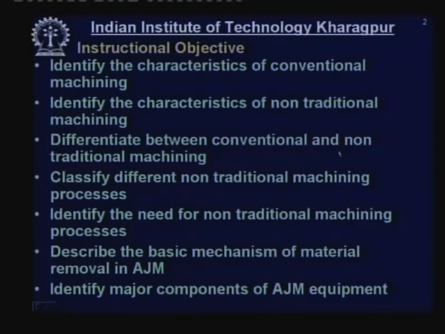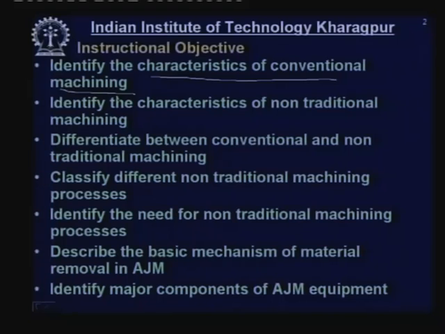Before going into the actual lecture, let us identify the instructional objectives. What are instructional objectives? This basically says what we are going to learn today. Today we are going to mainly identify the characteristics of different conventional machining processes. Our lesson is on non-traditional machining processes. So, first we need to know what the characteristics of the other machining processes, namely the conventional ones, are.